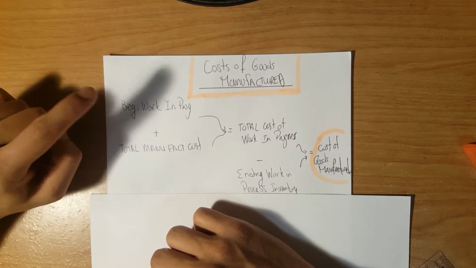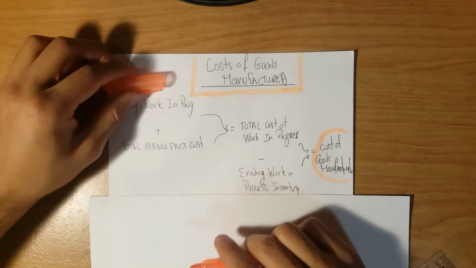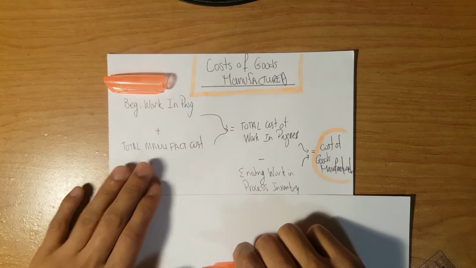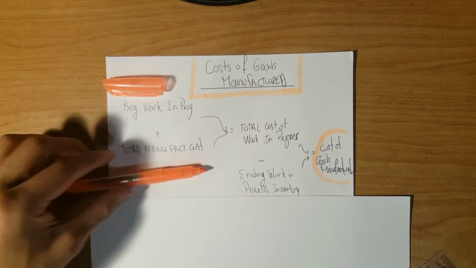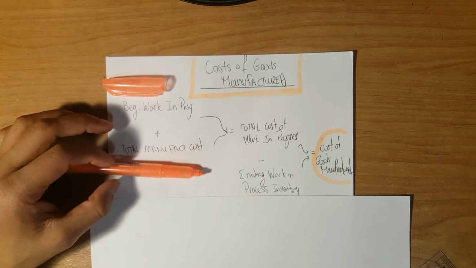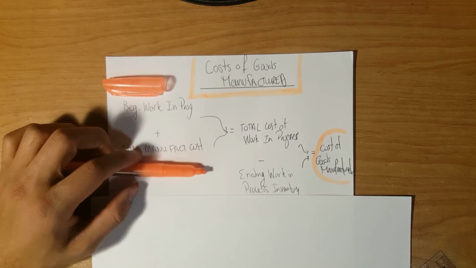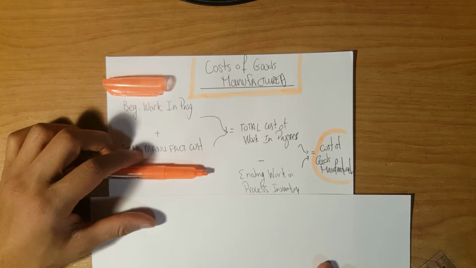Costs. So the beginning work in progress. Let's put some visuals. Beginning work in progress plus the total manufacturing cost. You bought this. This is the manufacturing costs. Let's say manufacturing cost includes labor as well, the overhead costs, whether it be materials that were used.